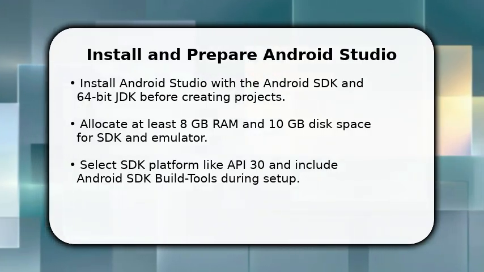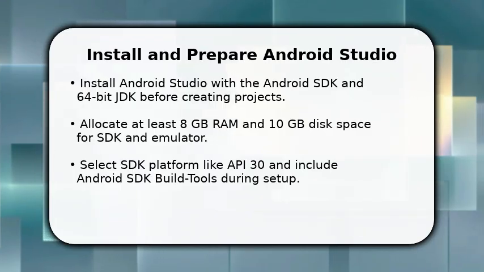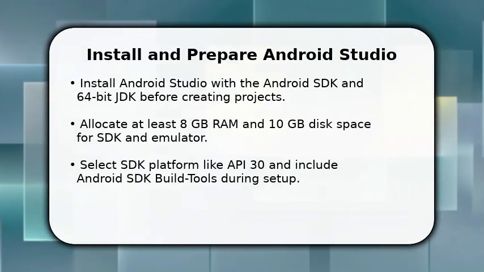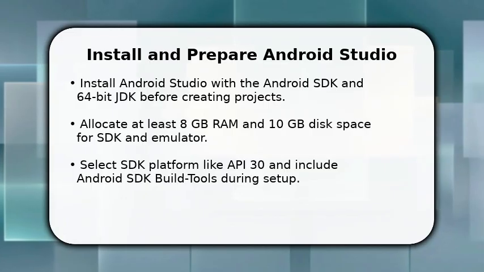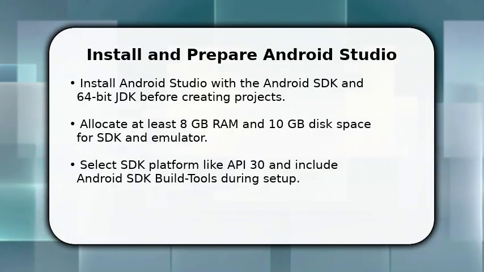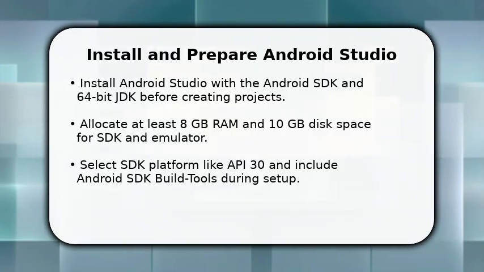Allocate at least 8 GB RAM and 10 GB free disk space for SDKs and emulators to avoid build slowdowns. Install an emulator image, such as Pixel with API 30.